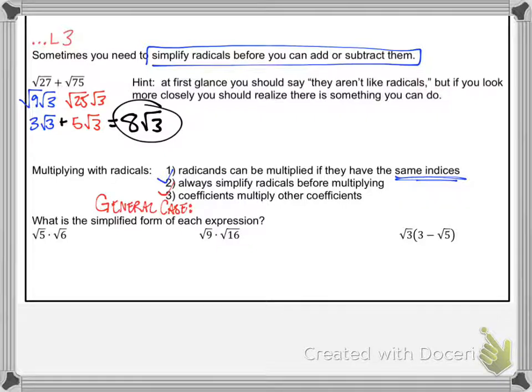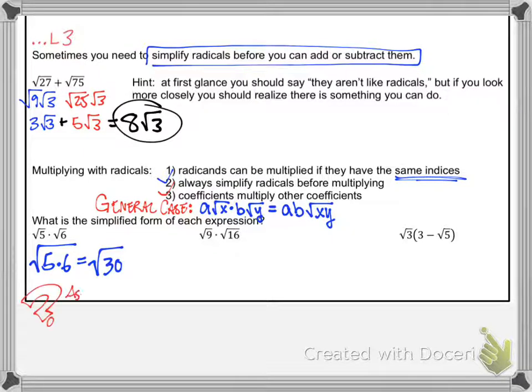So my general rule is this. If A is outside the radical, X is under the radical, B is outside, Y is inside, we can multiply the outsides together, A times B, and multiply the insides, X times Y, and that remains under the radical. So our first case, radical 5 times radical 6 is radical 5 times 6, which is radical 30. You're going to want to make sure you check to see if it can be further simplified. There's no perfect square that goes into 30, so it's done.